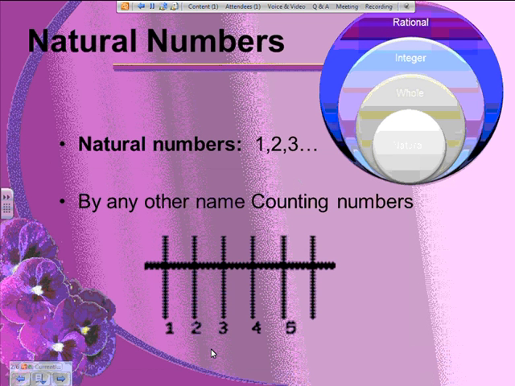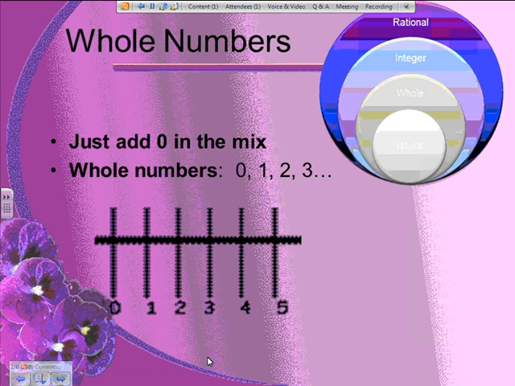Natural numbers you've known about forever. A 2-year-old knows about the natural numbers because they can count. Another name for the natural numbers is the counting numbers. If you just put 0 into the mix, then you have the whole numbers. So 0, 1, 2, 3, 4, and so on are the whole numbers. And on the Venn diagram over here, you'll notice that the natural numbers are included inside the whole numbers.